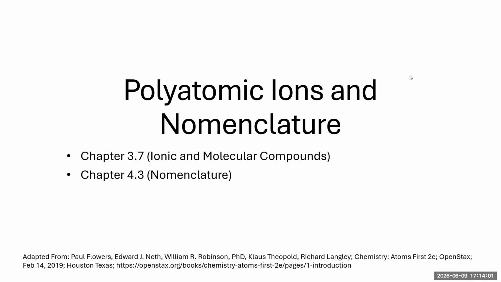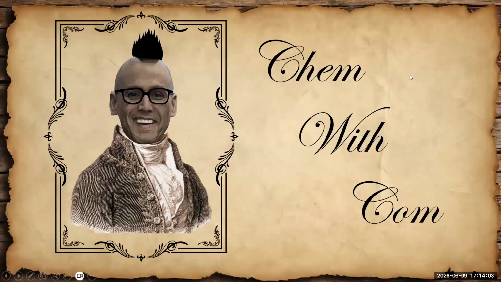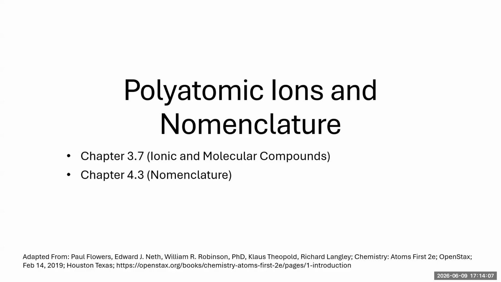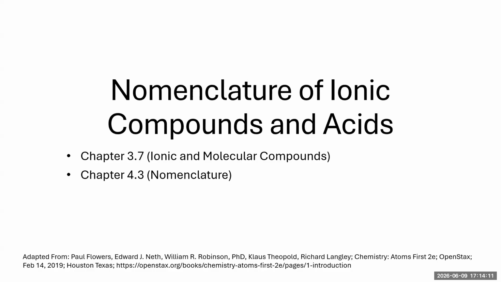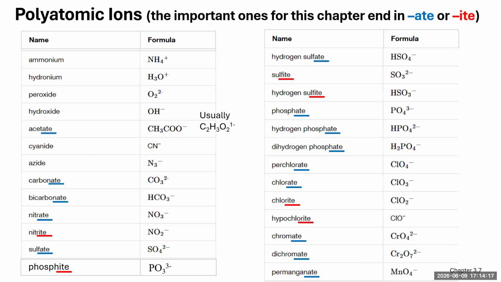All right, welcome to Chem with Com, and we are continuing our polyatomic ion and nomenclature lecture. This is part 3. This is going to be nomenclature of ionic compounds and acids. All right, so let's get going.